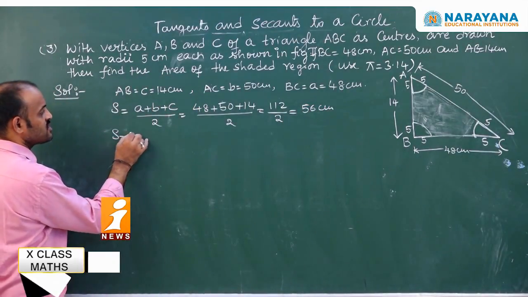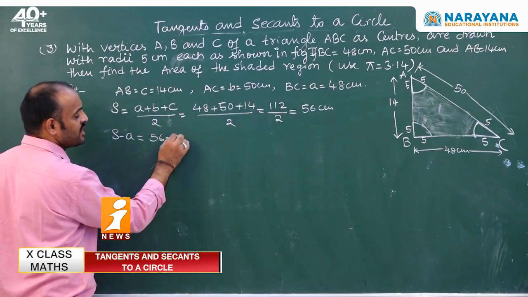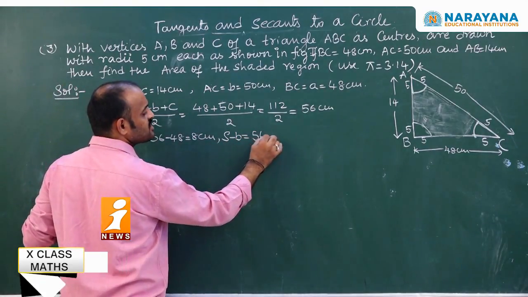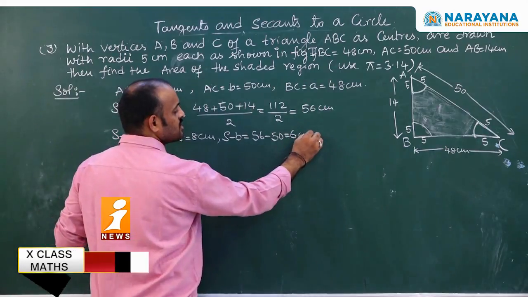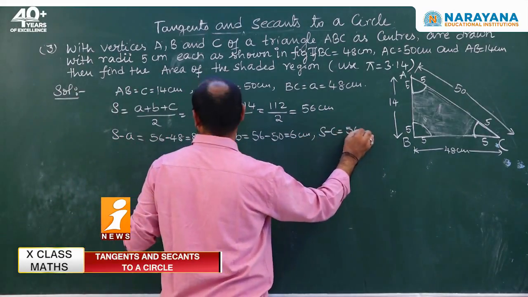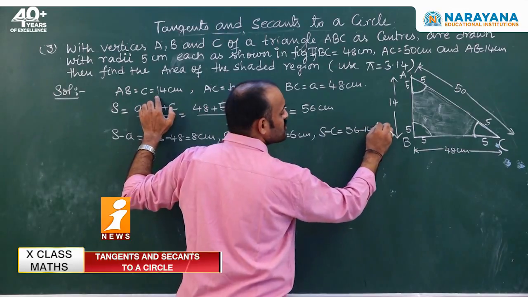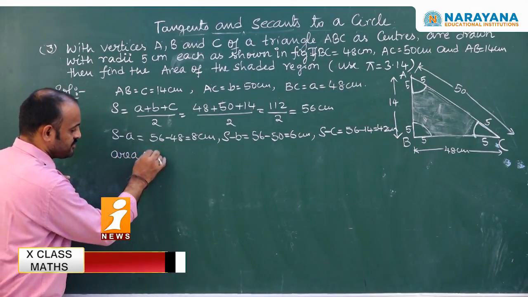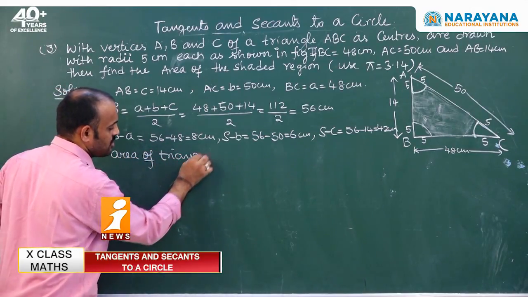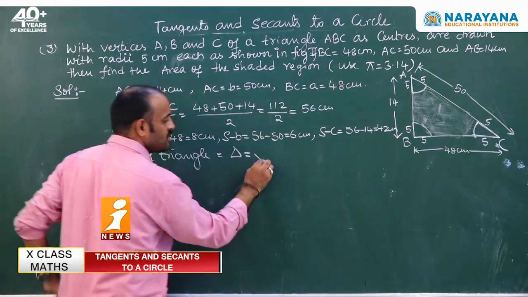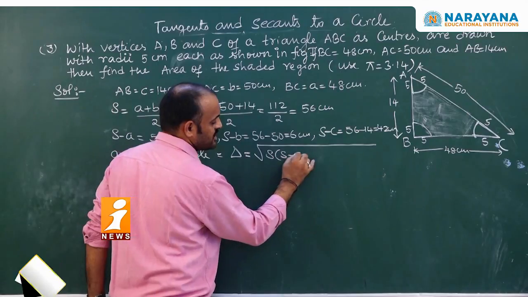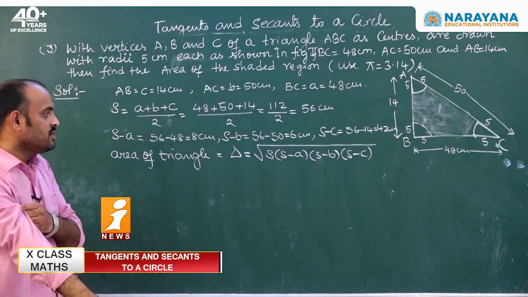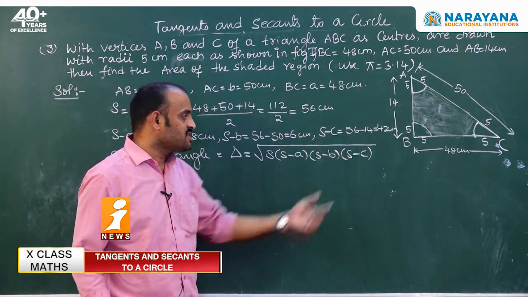Then I will find S minus a: 56 minus 48 is 8 centimeters. S minus b: 56 minus 50 is 6 centimeters. Then S minus c: 56 minus 14, which is 42 centimeters. Area of triangle, delta, is equal to the square root of S into (S minus a) into (S minus b) into (S minus c).